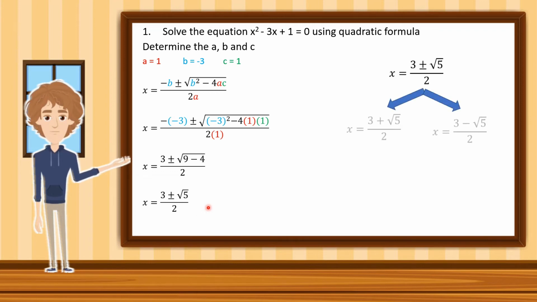So the roots are x is equal to 3 plus the square root of 5 all over 2 and x is equal to 3 minus the square root of 5 all over 2. So the roots are 3 plus the square root of 5 all over 2 and 3 minus the square root of 5 all over 2.